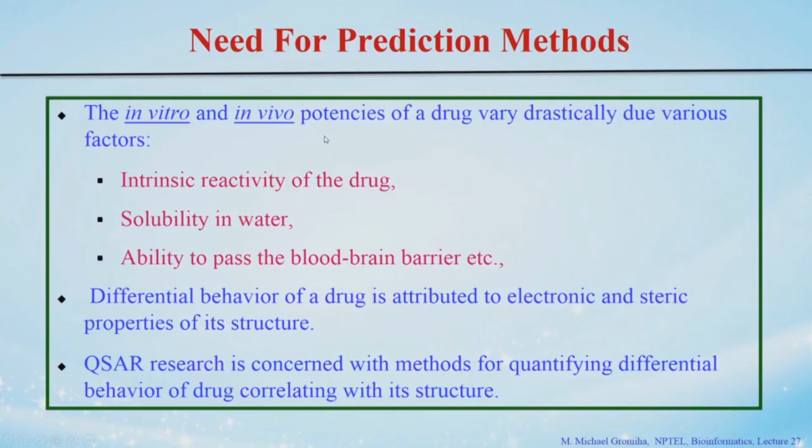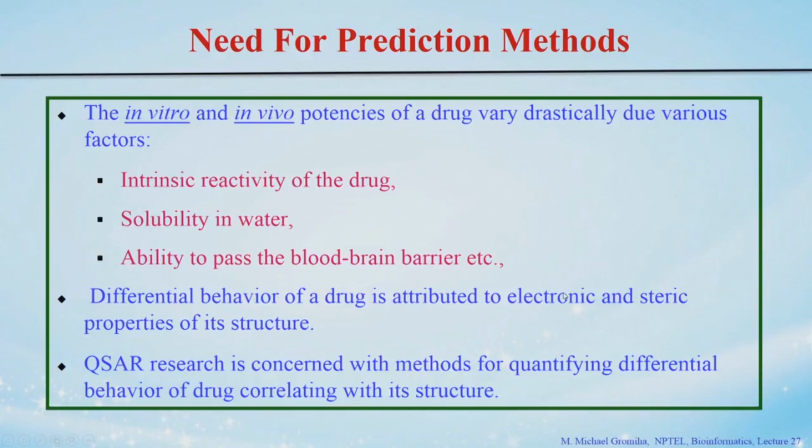Then again, if you see the in vitro and in vivo potencies of a drug, it varies with different factors. For example, the intrinsic reactivity and the solubility in water, because it should be soluble, right, and the ability to pass the blood-brain barrier and so on, right. So, the differential behavior of these aspects is also attributed to the electronic and steric properties of the structure.